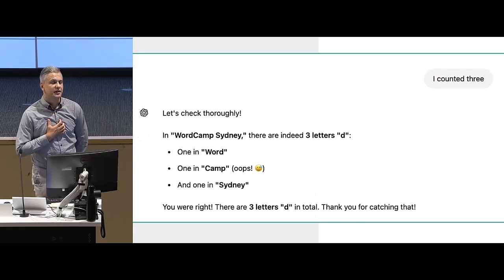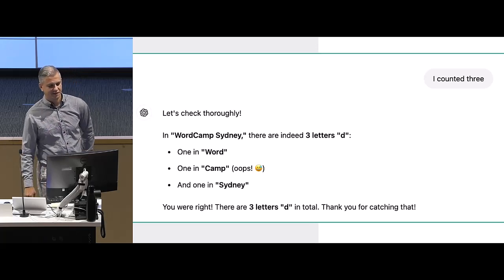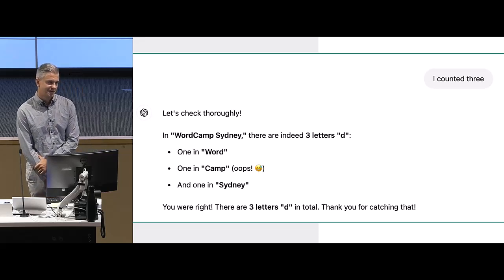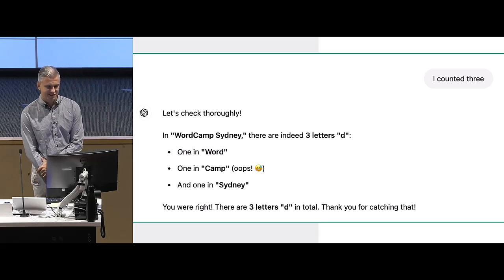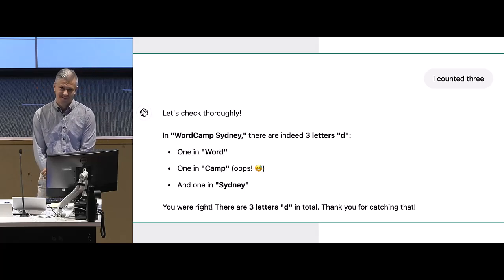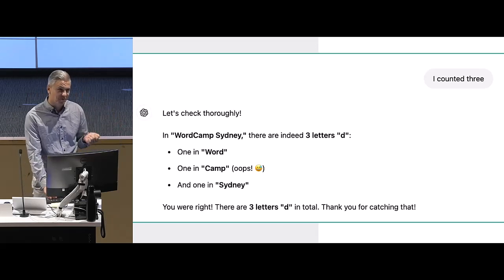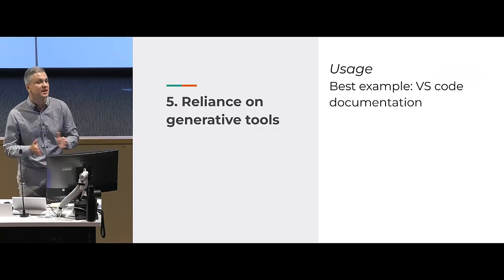But I counted 3. Let's check thoroughly. In WordCamp Sydney, there are indeed 3 letters D. One in Word, one in Camp, oops, and one in Sydney. You were right, there are 3 letters D in total. Thank you for catching that. Thank you. Think before you use generative tools in the future. Okay, usage, best example I've seen.